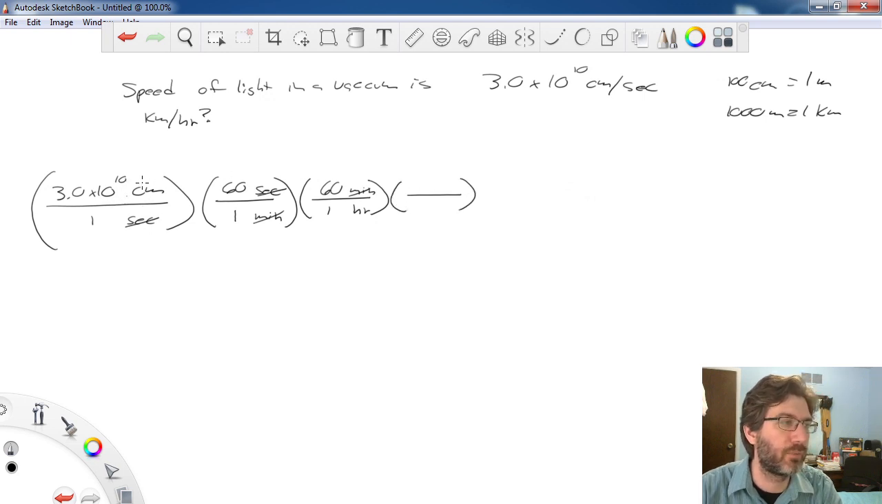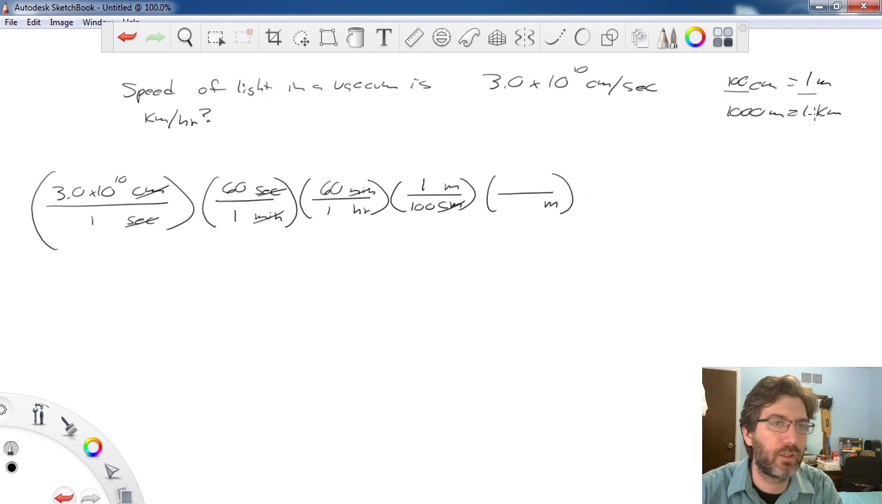We need centimeters to cancel here, so we're going to put centimeters on the bottom. I can take centimeters to meters, so I'll put meters on top. I know there are 100 centimeters in 1 meter, so 100 goes with centimeters, 1 goes with meter. Now my centimeters are going to cancel, and if I were to stop there, I would get meters per hour. I got meters on top, hours on the bottom. I want kilometers per hour, so we've got to get rid of that meters as well.